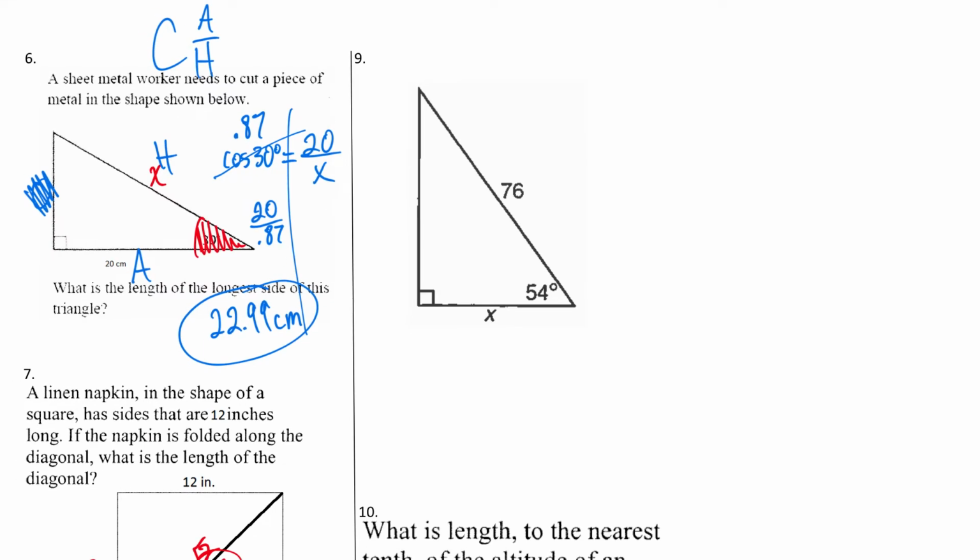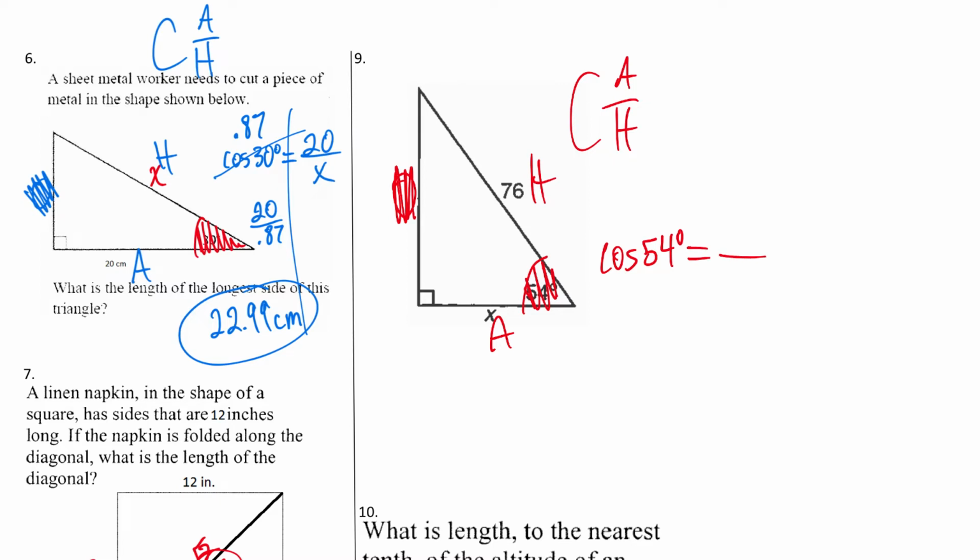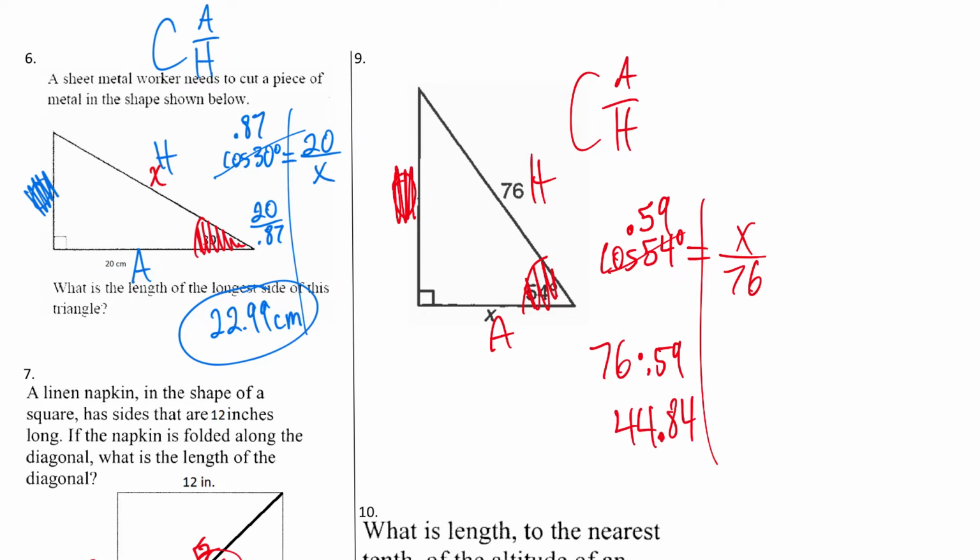Okay, number 9. So same thing. Here's the angle. So we have H, A, O. O is the one I don't care about. A and H, CAH. C tells me cosine. Cosine of 54 degrees equals the adjacent x over the hypotenuse 76. Cosine of 54 degrees is 0.59. X is on top. I'm going to multiply 76 times 0.59. And we get 44.84.